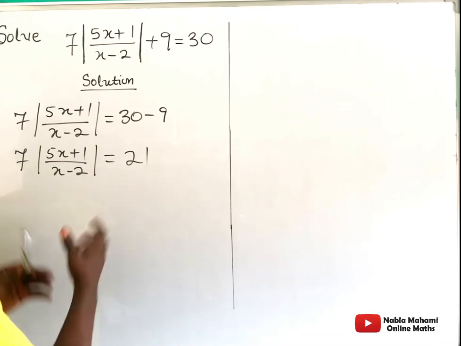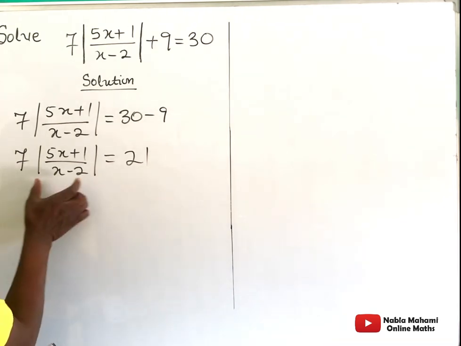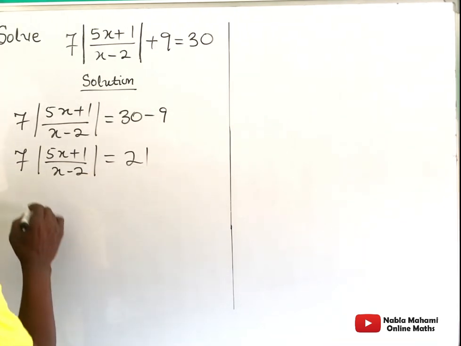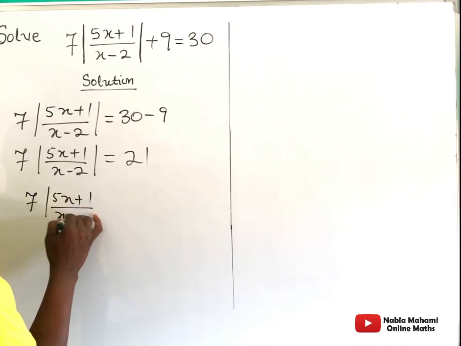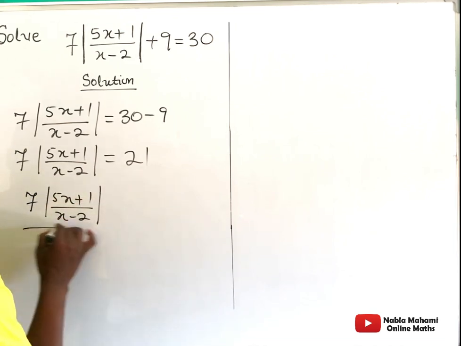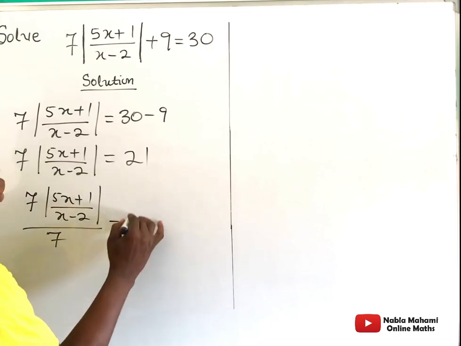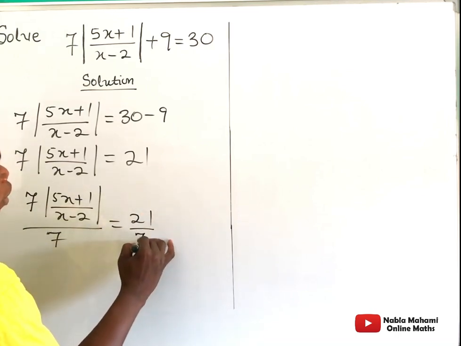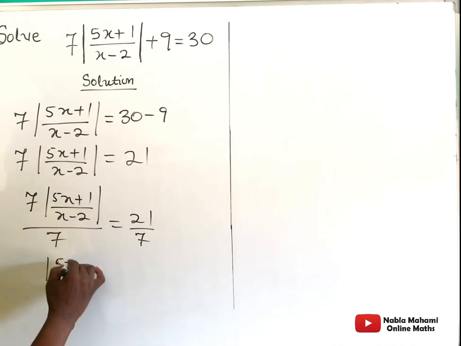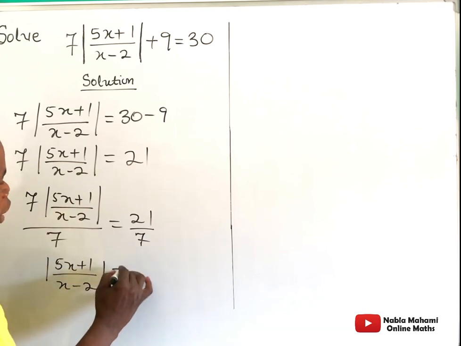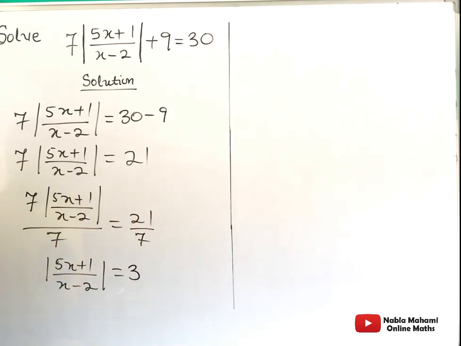Then from this point, we divide both sides by 7, because 7 is multiplying the absolute of this. So I'll have 7 absolute of (5x plus 1) all over (x minus 2), all over 7, is equal to 21 over 7. You can see that this 7 will take away this 7. I will now have absolute of (5x plus 1) all over (x minus 2) is equal to 3, because 21 over 7 is 3.